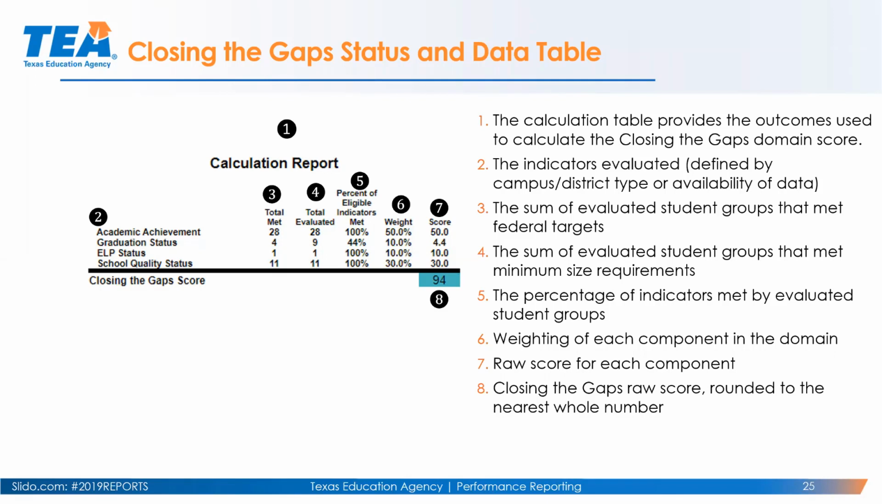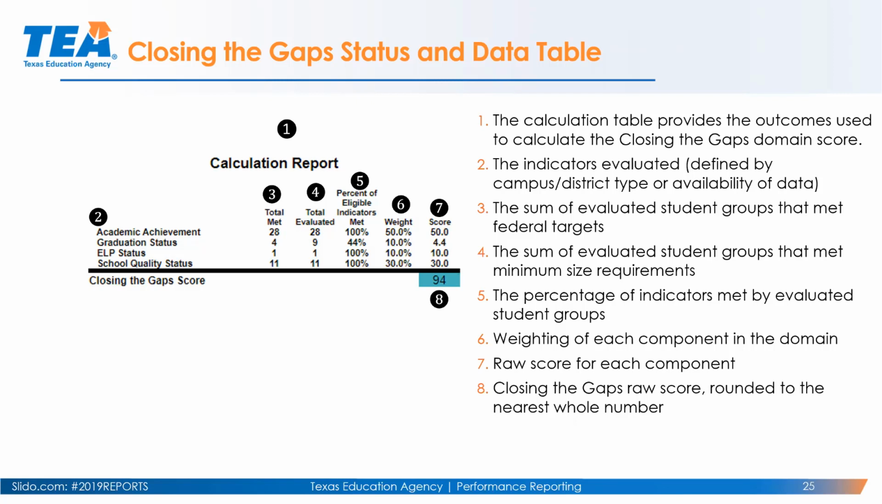Section 3 shows me the sum of the evaluated student groups that met the federal targets. So those student groups that met the targets necessary by that component. Section 4 would be those student groups that met minimum size to be evaluated. Section 5 shows me the percent of those indicators met. And then section 6 shows me the weighting of each of those components to get the grade. And 7 shows me my actual score for that component.